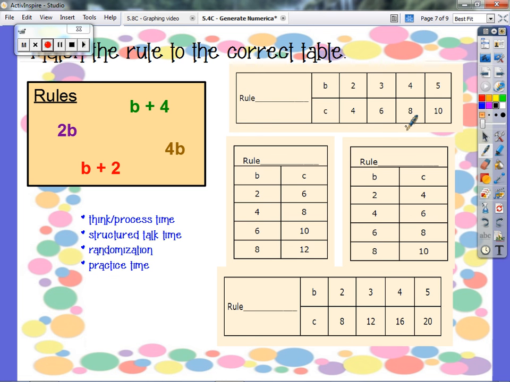I'm going to assign each group a table. Okay? Group 1, you're getting this first table. Group 2, this one. Group 3, and Group 4. I'm going to give you guys a couple of minutes to figure out which of the rules up in this box up here matches your input-output table. Be ready to talk about this when the time's up. Go ahead and begin, please.